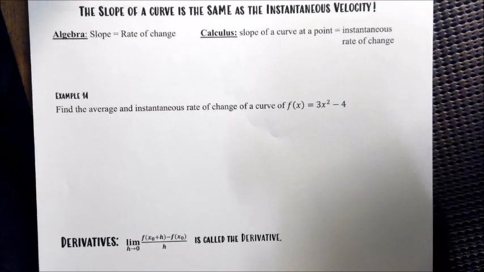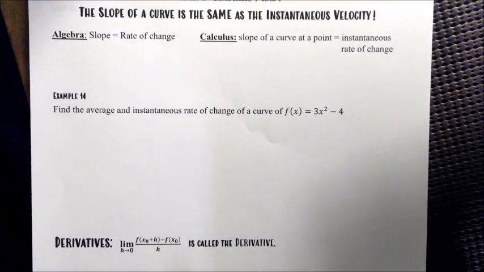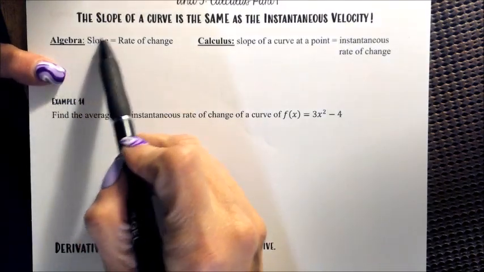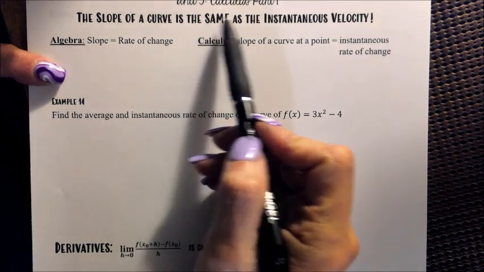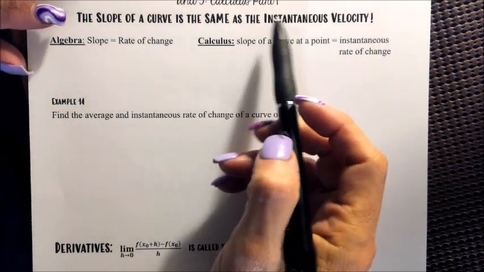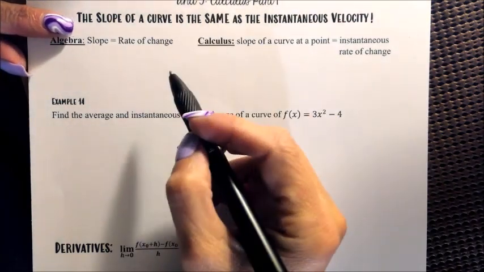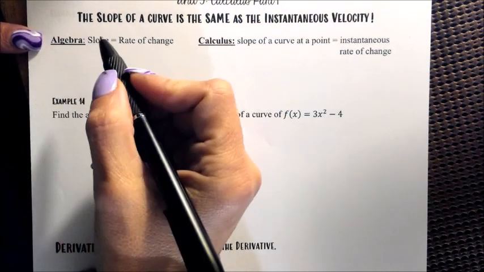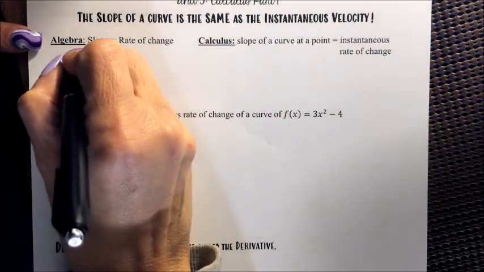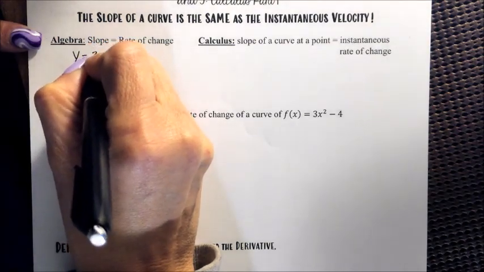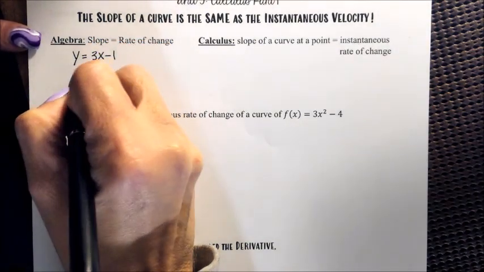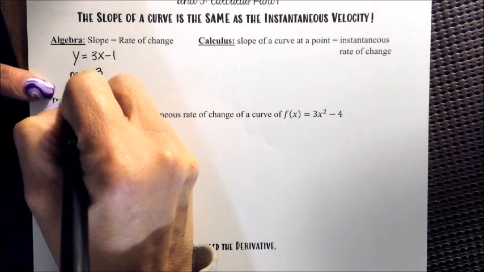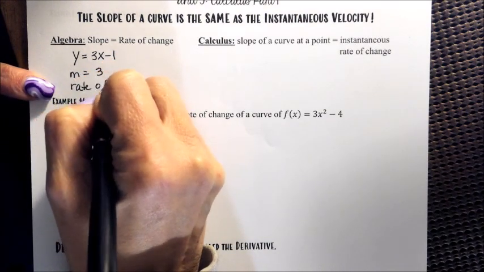Hey gang, so I am on page 10, which still kind of goes along with the velocity from the previous lesson. The slope of a curve is the same as the instantaneous velocity. We just discovered that in the last video. So just a reminder, when you have algebra, you're just talking about the slope. You're talking about the rate of change. So something like y equals 3x minus 1, we would say the slope is 3, and we would call it the rate of change.